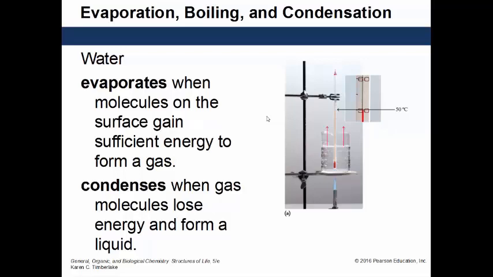Of course, we'll talk about water. Water will evaporate when the molecules on the surface gain enough energy that they are converted into a gas. Remember, the particles of liquid move kind of slow. So as the particles of water are heated enough, they will move around so fast they will actually change state into a gas. Now, when the opposite happens, when that gas starts to lose energy, those particles will slow down, and they will collapse together and form a liquid, what's called condensation.